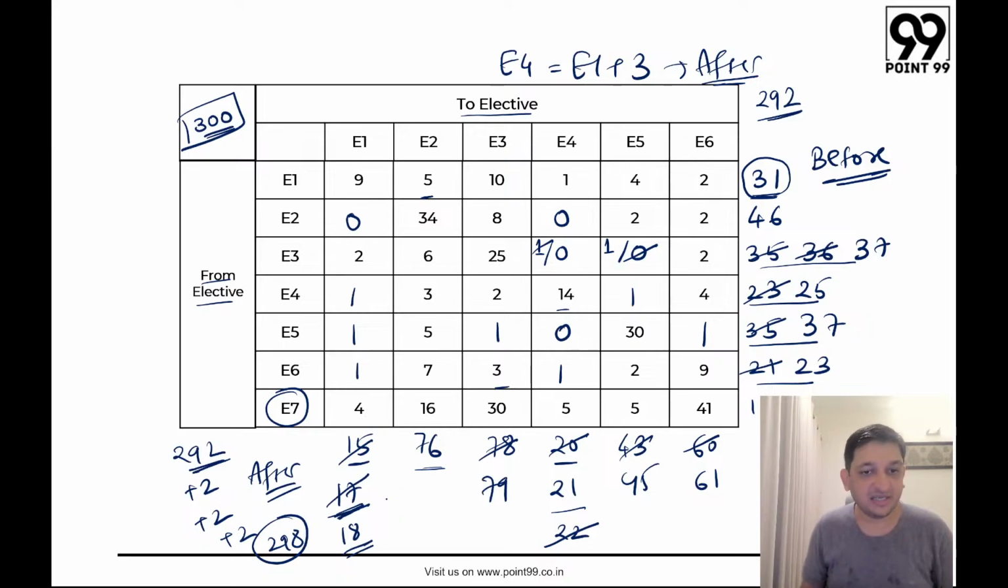These are the final numbers that we have. So 18, 76, 79, 21, 45, 61. And in the row totals 31, 46, 37, 25, 37, 23, 101. Right? So that is basically the data that we have. All the cells are filled. This is all the data we have, so with this we can now start solving the questions.